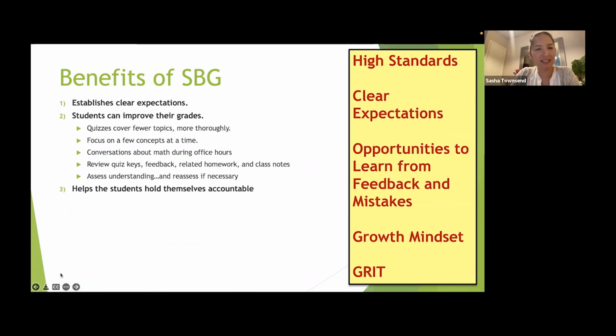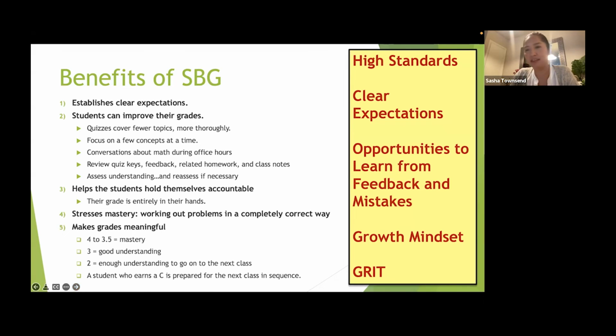The students hold themselves accountable. Because they see that 0, they don't like it. They see a 1, they want to improve that grade. And I tell them, if you work hard, you can get that A that you want. But sometimes they realize pretty quickly that it's hard to get that A. 4 is perfect, 3 is good. It's like, that's very good work, but we have some room for improvement there. It stresses mastery and it makes the grades themselves meaningful as a measure of all of those things on our standards document.